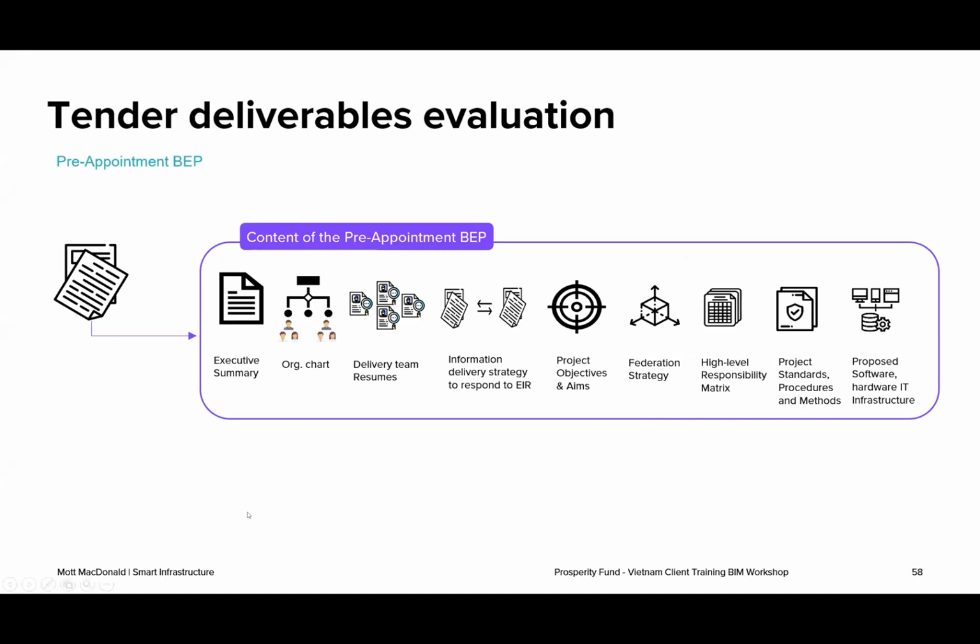Okay, so this is an example of the contents list that would go into a pre-appointment BIM execution plan. So this document is quite high level at tender stage. So it doesn't have all the detail on how the designer or contractor would go about executing BIM on the project, but it gives a high level overview of what kind of BIM uses they're going to apply on the project, what their delivery team looks like, and how they're going to deliver the project information. So we'll cover off a few of these to explain in a bit more detail.